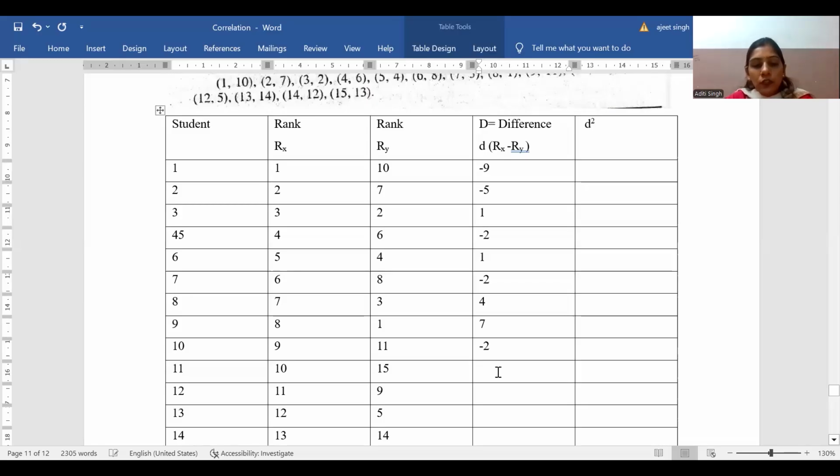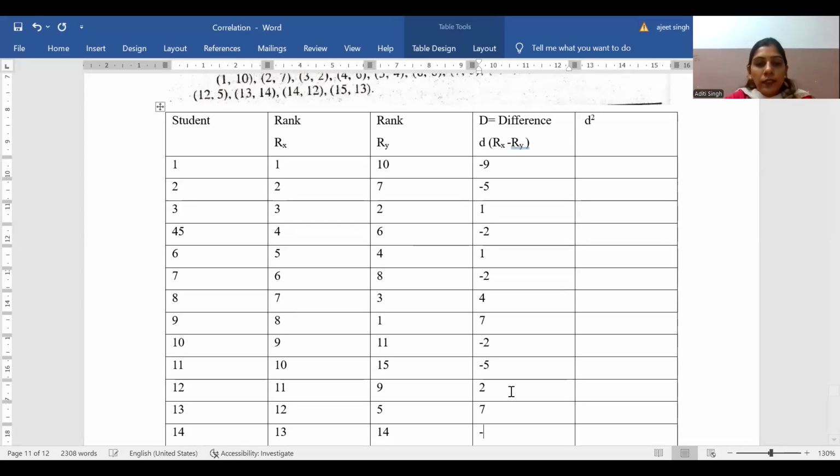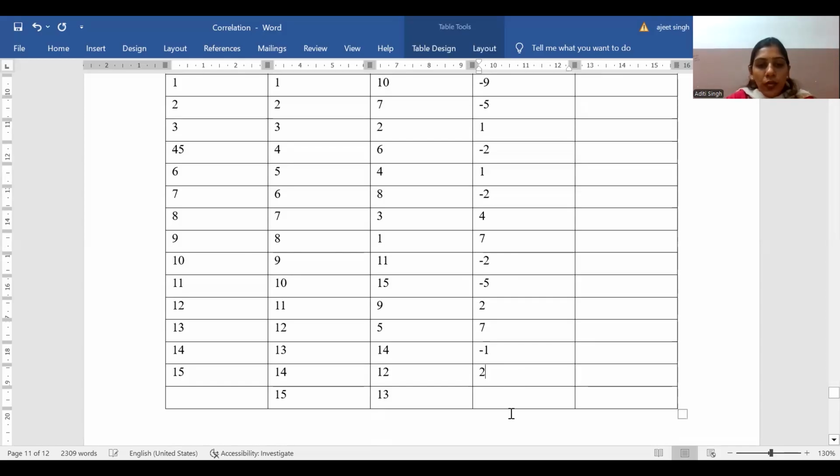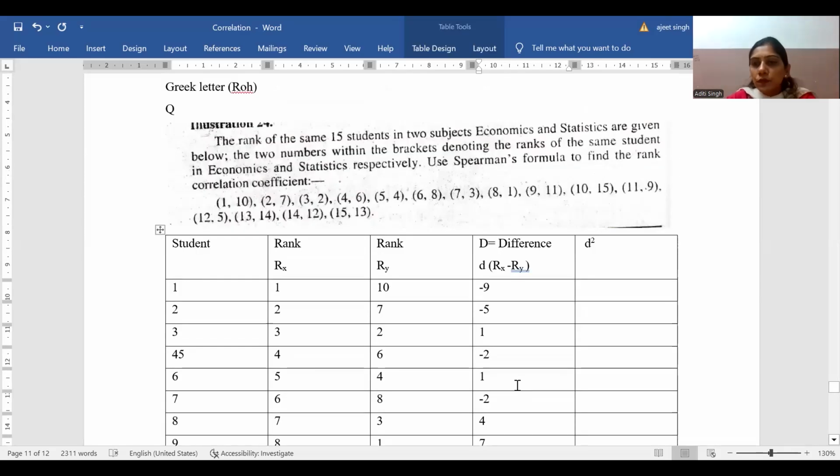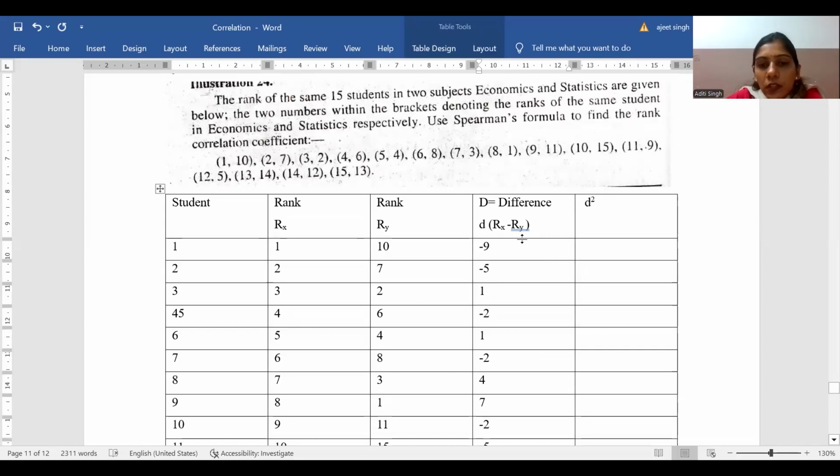10 minus 5 is 5. 11 minus 9 is 2. 12 minus 5 is 7. 13 minus 14 is minus 1. And 14 minus 12 is 2. And 15 minus 13 is 2. Okay, so this is how we find out the value of D. So basically, D is the difference of variable x and y. We can say that it is the difference between the rank of economics and statistics of every student.